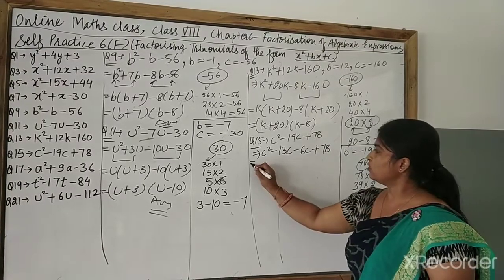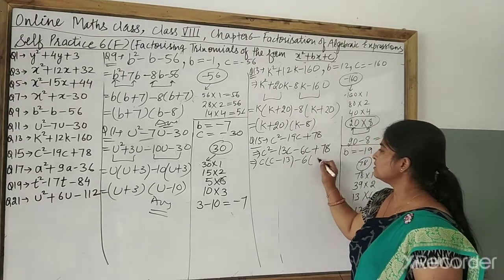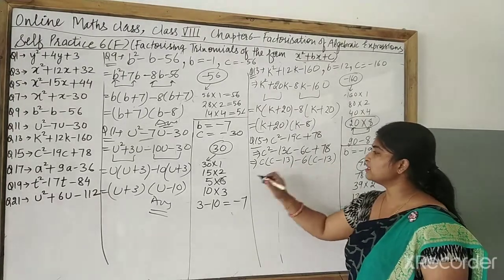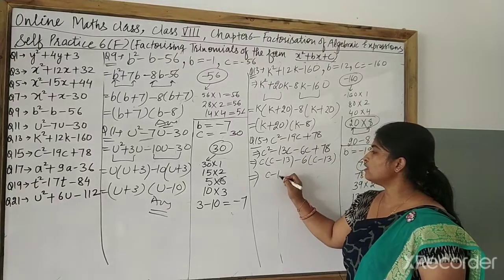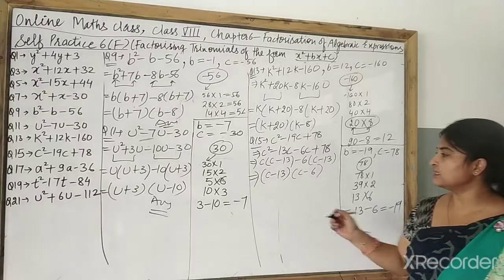Okay, first two terms, what are those? c minus 13, minus 6, c minus 13. Yes, it is coming same middle term. So (c minus 13) outside, (c minus 6) inside. This is my answer. Okay.